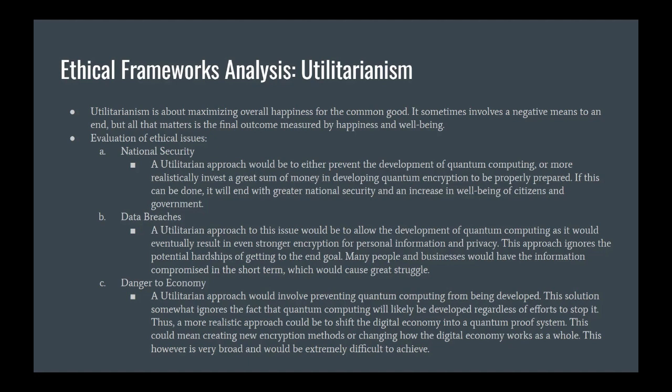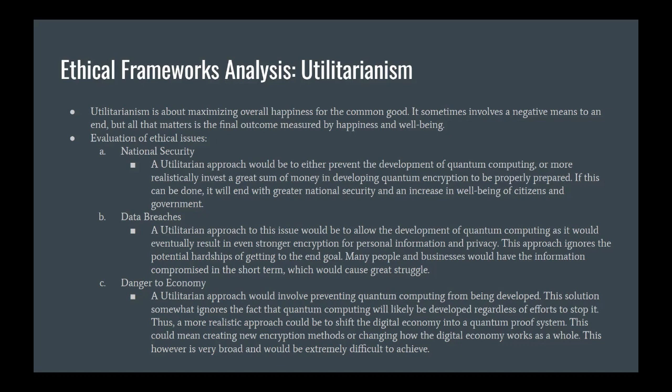For data breaches, a utilitarian approach to this issue would be to allow the development of quantum computing, as it would eventually result in even stronger encryption for personal information and privacy. This approach ignores the potential hardships of getting to the end goal. Many people and businesses would have their information compromised in the short term, which would cause great struggle.